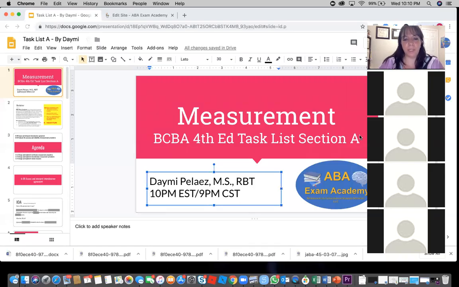We're going over measurement, which is section A of the BCBA 4th edition task list.